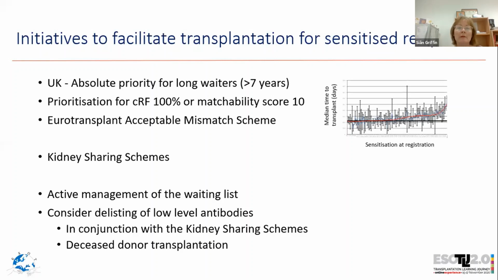So we initially gave an absolute priority for long waiters, those who've waited more than 7 years for a transplant. And in the new offering scheme, offer prioritisation is for those with a CRF of 100% or a matchability score of 10. And we've heard how the approach of Eurotransplant with the acceptable mismatch scheme has also enabled significant numbers of highly sensitised patients to receive a compatible transplant.